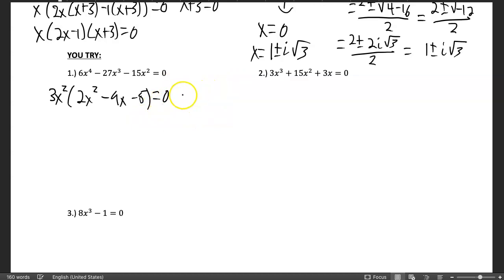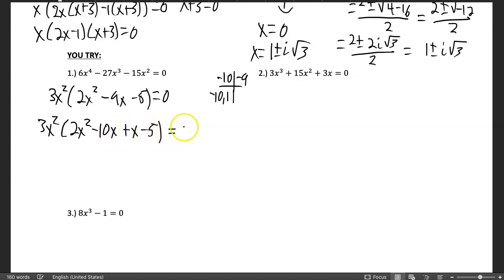Let's go ahead and do our AC-B chart. So this is going to be factors of negative 10 adding up to negative 9. And that's going to be negative 10 and 1, which multiply together to make negative 10, but add to make negative 9. So we'll split this up. We'll get 3x squared times 2x squared minus 10x plus x minus 5 is equal to 0.